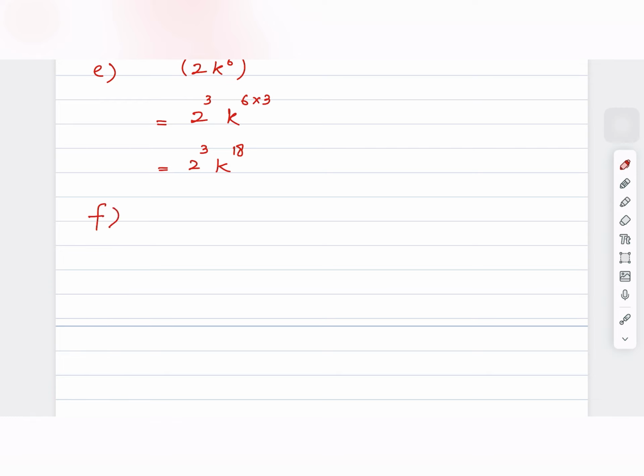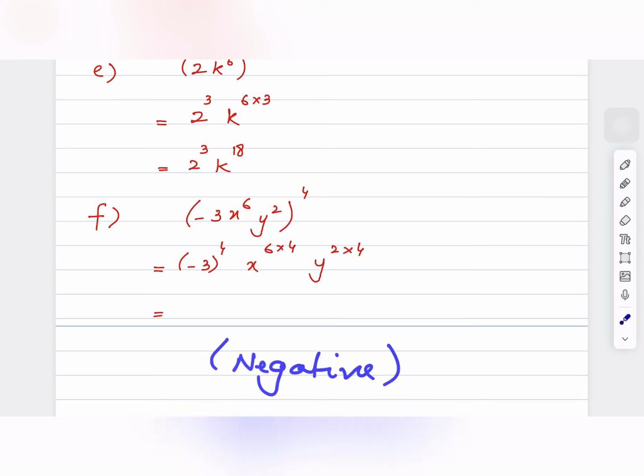Its F part is minus 3 x power 6 y squared, whole power 4. We will apply the rule, and you will write the power individually on every number and variable. So minus 3 power 4, whenever you have a negative number and its power is even, that will become positive.